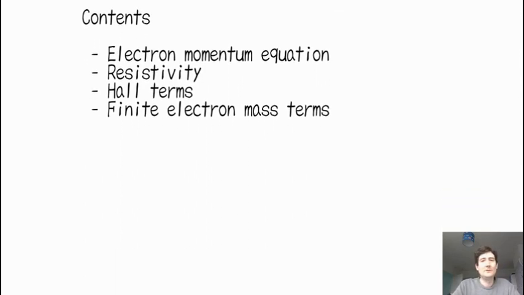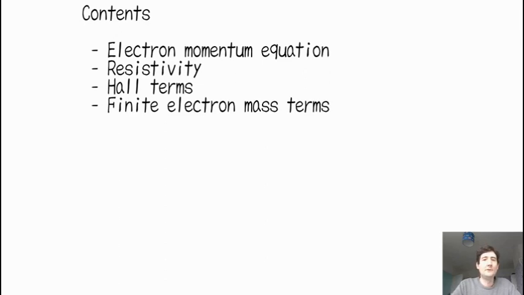So we'll start with the electron momentum equation, derived previously from the Boltzmann equation, and then show how this can be rewritten in the form of an Ohm's law, and then discuss the different terms in that equation and when they become important. So we can write down the momentum equation for the electrons.